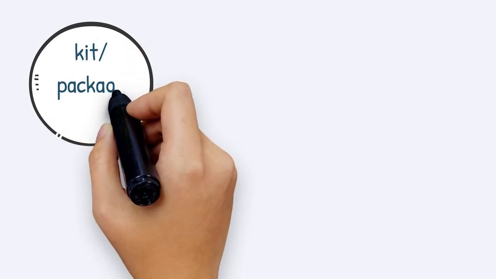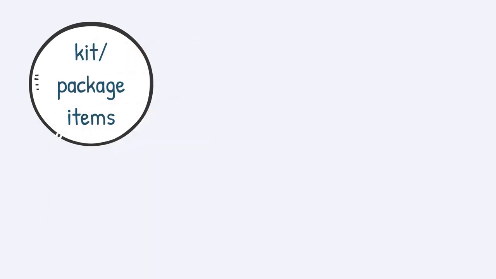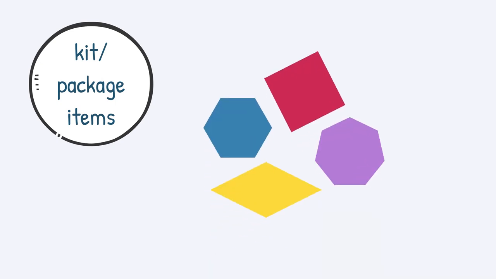Second, there are kit package items. As with item groups, kit package items are made up of other items, whether inventory, service, other kits, etc., that your company may also be selling individually. The difference is that a kit package item is seen as more of a unit than an item group.